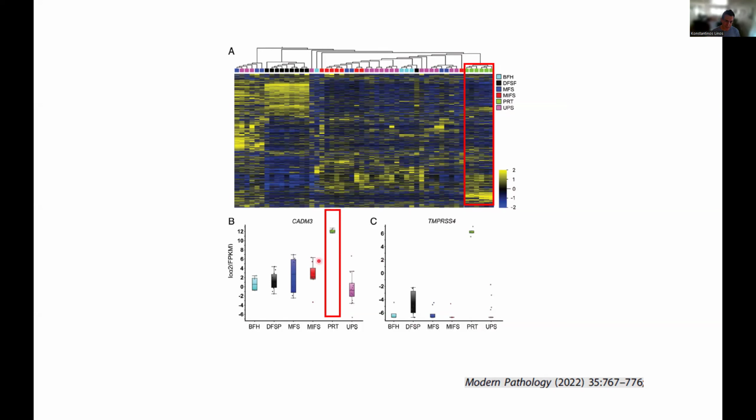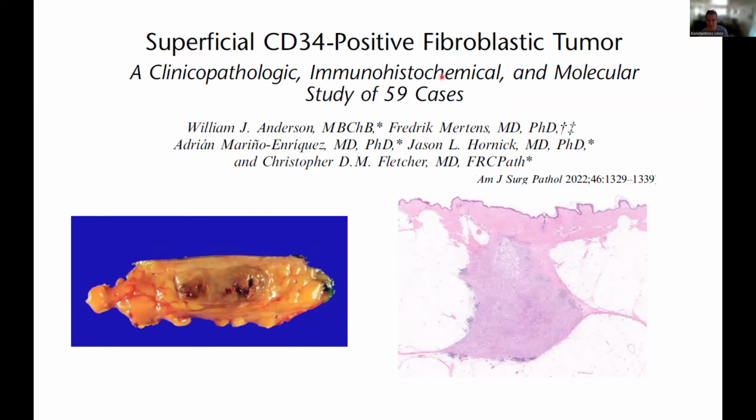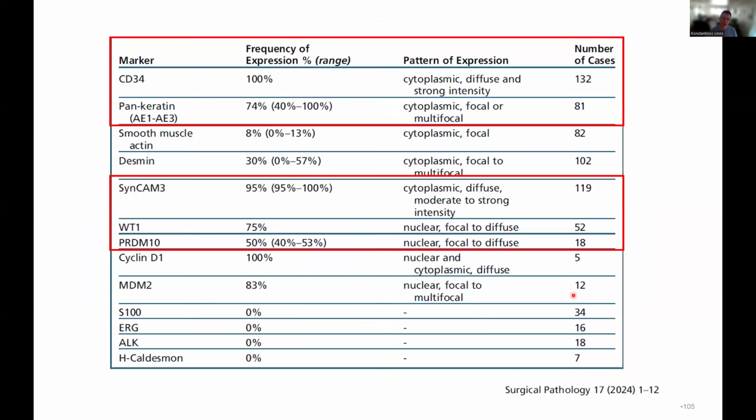Interestingly, from the gene expression analysis, the CAMD3 protein was up through the roof. Of course, we have an immunohistochemistry now, CAMD3, that works really well in conjunction with the less specific CD34 positivity. And recently a large paper was published, 59 cases that show, in many cases, this diffuse CAMD3. And also, although this is not specific, it's very unusual in soft tissue tumors to see this diffuse WT1 nuclear expression. So that is also a potential diagnostic tool for this tumor.